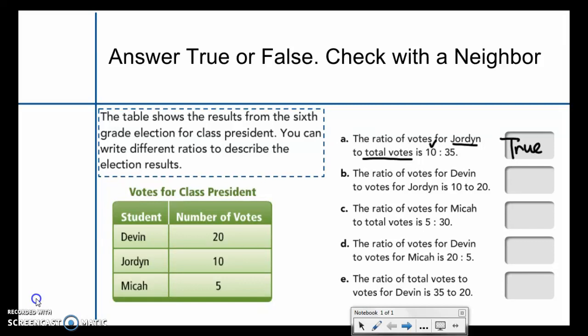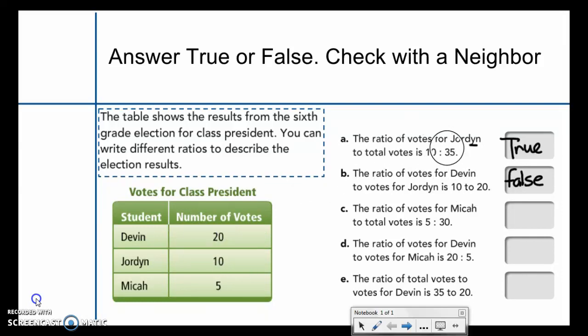Let's move on. The ratio of votes for Devin to votes of Jordan is 10 to 20. Now again, this is going to be put in numbers in the same order that you put the names in. So Devin's name was first. The first number we see is 10. Did Devin get 10 votes? No, he did not. So we know that this B is already not accurate. So that's a false situation.